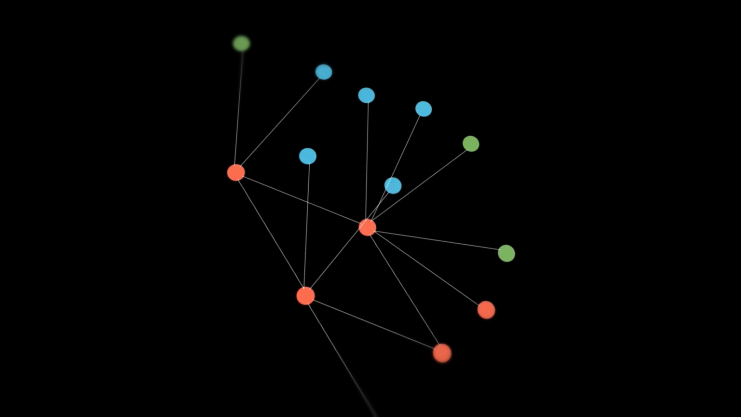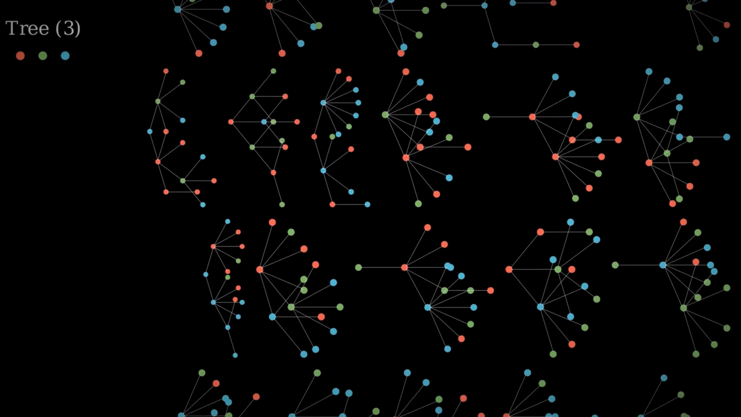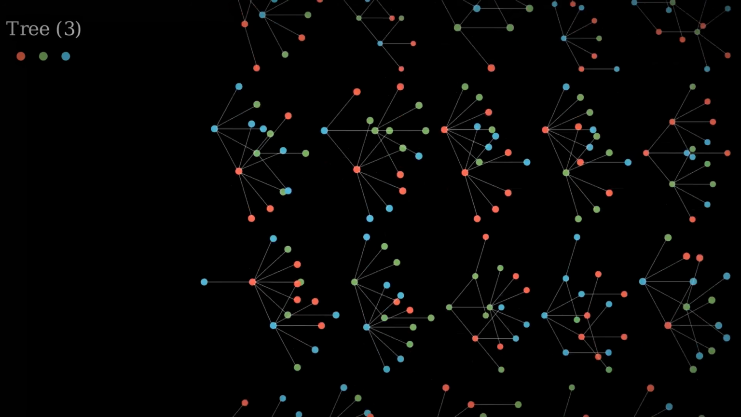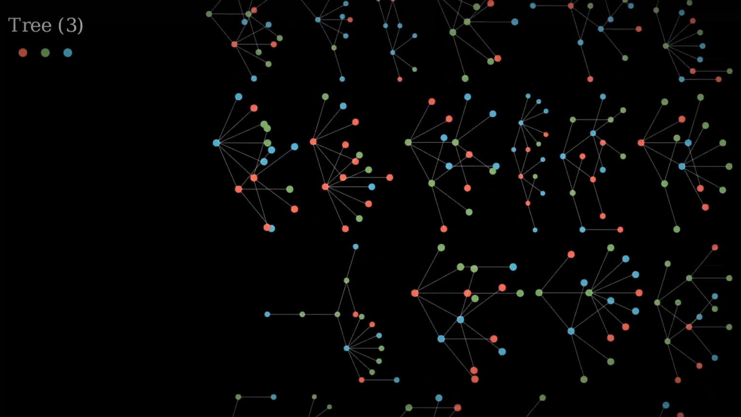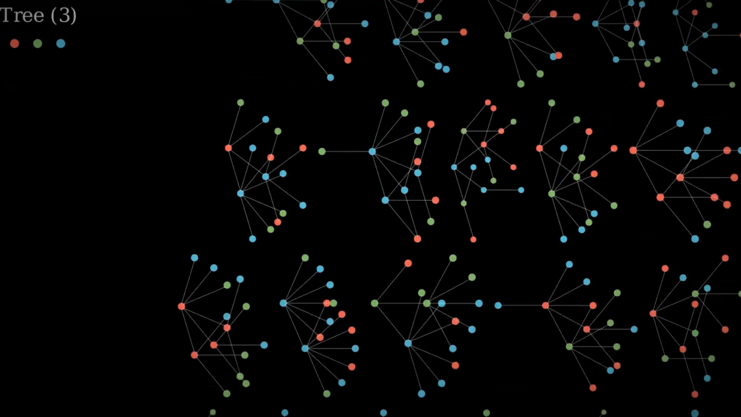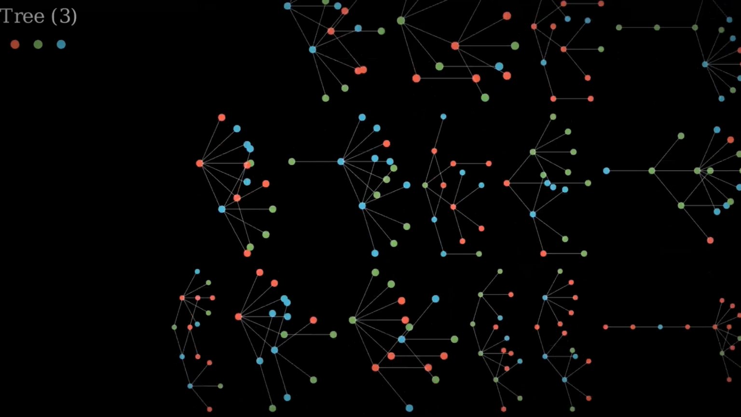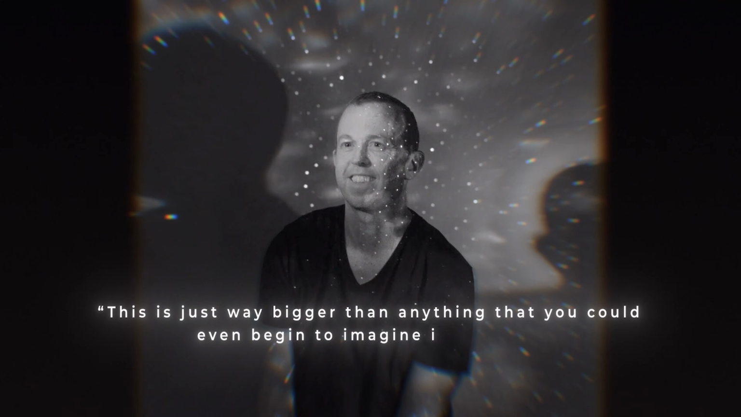When we play the game with 3 seed colours, the result, Tree 3, reaches an incomprehensibly huge scale. With just 3 seed types and 2 simple rules, you can build trees for the rest of your life, and your descendants could keep going for countless generations. Even if humanity kept playing until the end of the universe, you still wouldn't reach the maximum number of trees allowed without ending the game. You wouldn't even get close to Tree 3. As Professor Padilla puts it, this is just way bigger than anything you could even begin to imagine in physics.